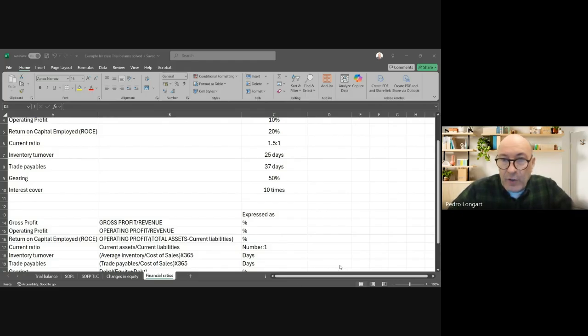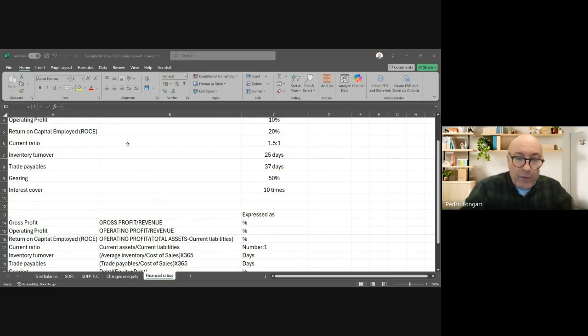I have actually put all the formulas here that you already have in your virtual learning environment. I have put here the gross profit, the operating profit. We already calculated that, the gross profit divided by the revenue. And how is it expressed? The formula is already there for you to use, all right?